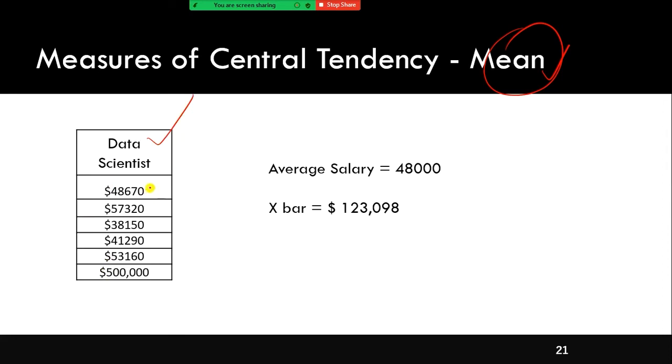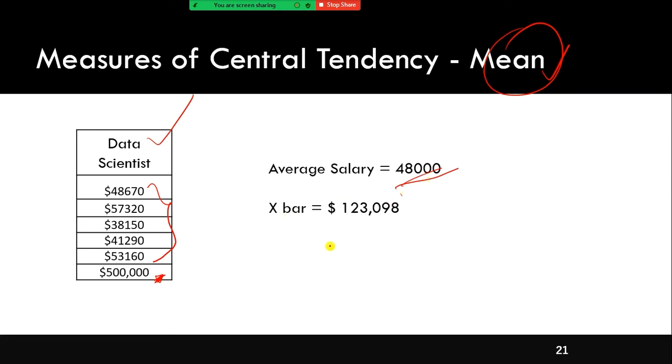In statistics, we call average the mean. This is the data set given to me. Different data scientist salaries are given here, and if somebody asks you what the average data scientist salary is, forget about this one at this moment. If I ask you to find the average salary of the data scientist for these five records, you will get this value, 48,000. But there is one more value here that I did not consider when I took the average. I averaged only five records. With these records, I could see that 48,000 is the average salary drawn by a data scientist. This is what I conclude by taking the average of these five data scientists.